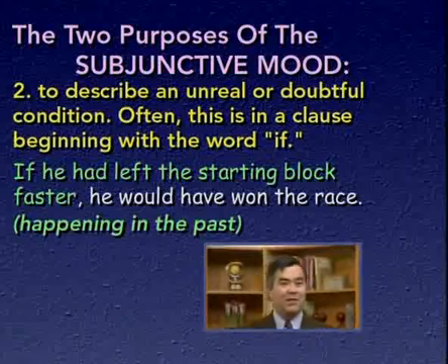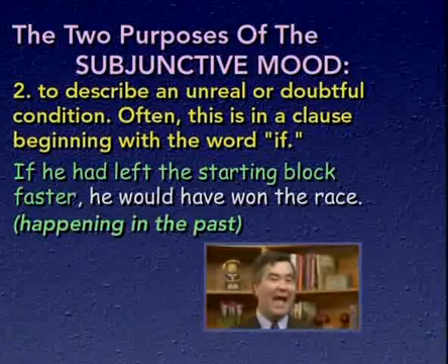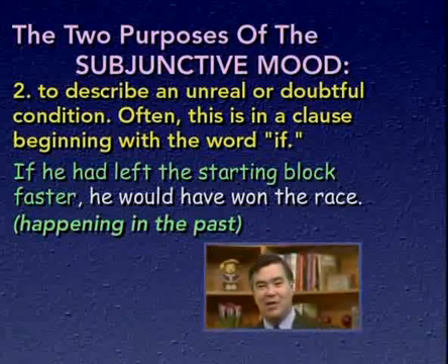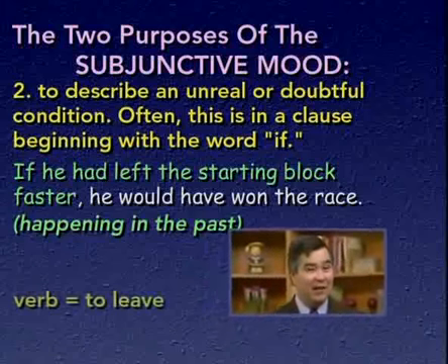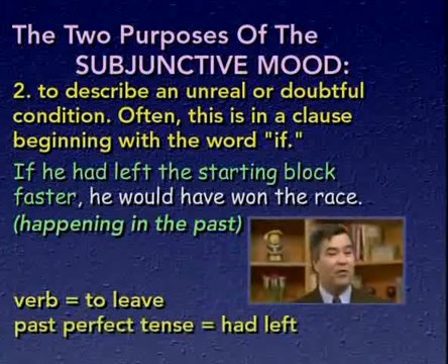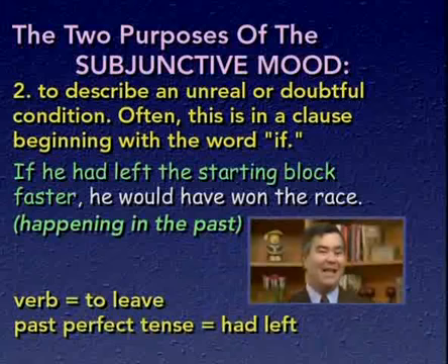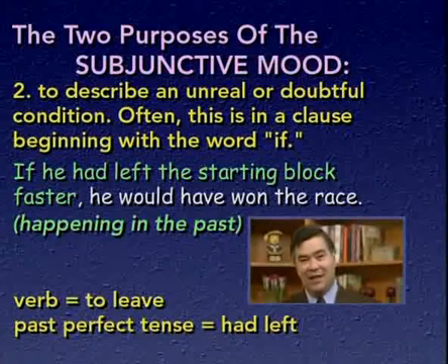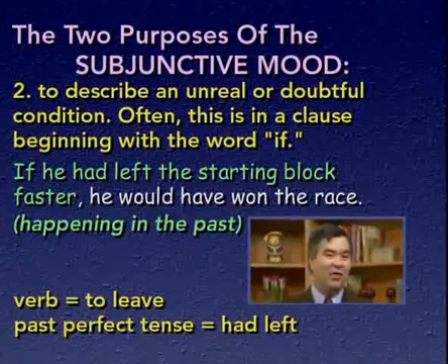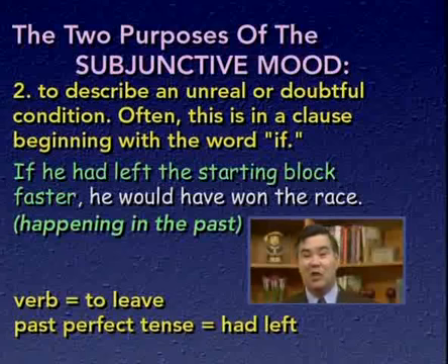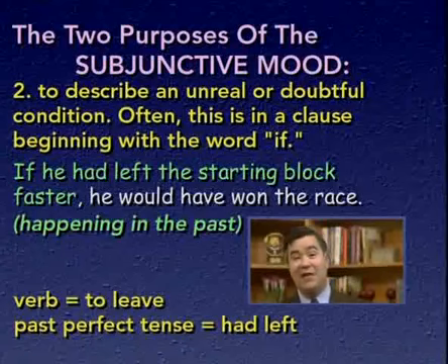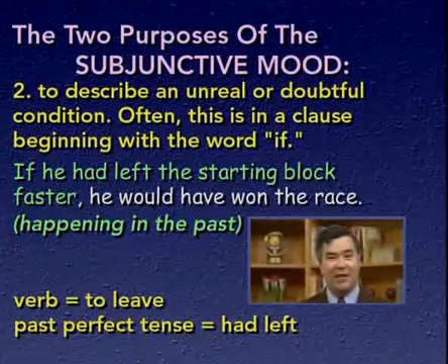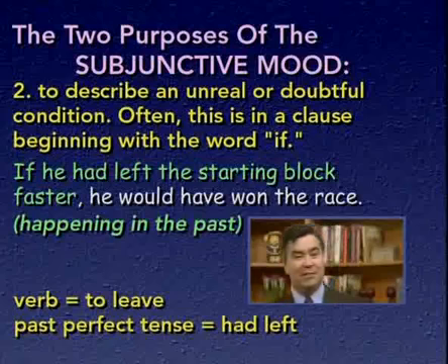The past perfect is formed with the helping verb had and the past participle of the verb. Here we're talking about the verb to leave, and the past perfect form of the verb to leave is had left. So had left is the subjunctive mood verb for this particular sentence, since we're describing an unreal condition and we're describing something from the past. So the sentence correctly reads, if he had left the starting block faster, he would have won the race.